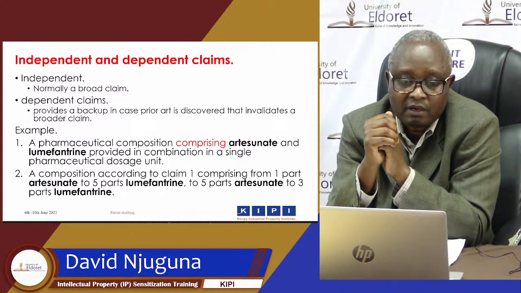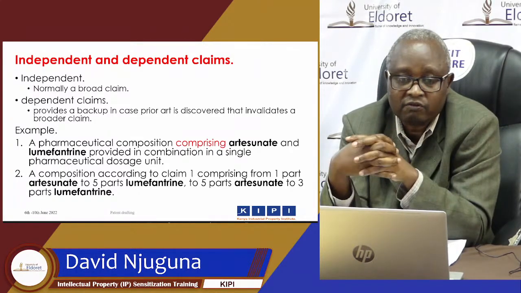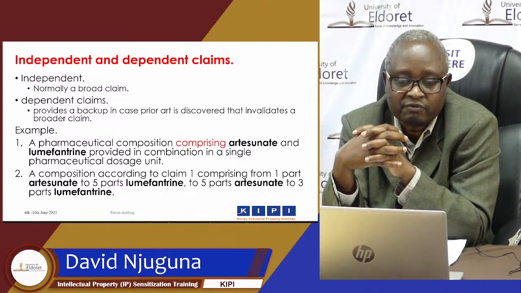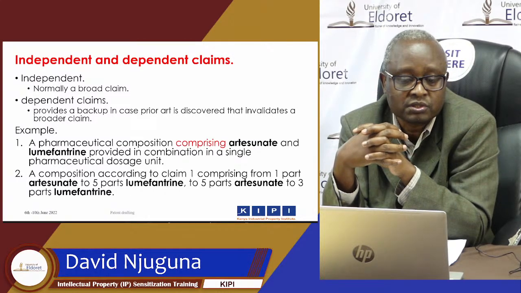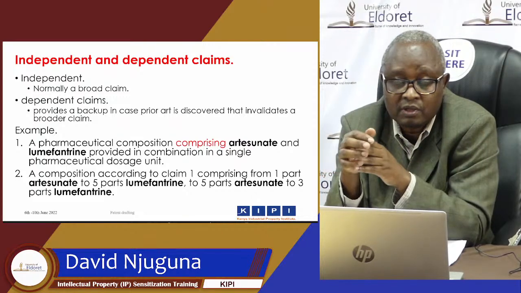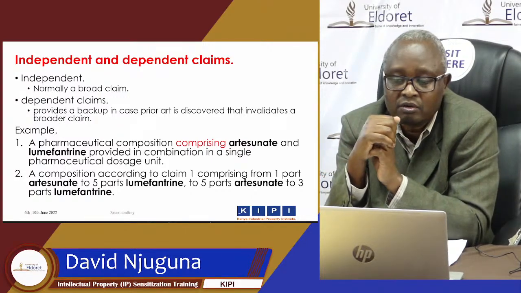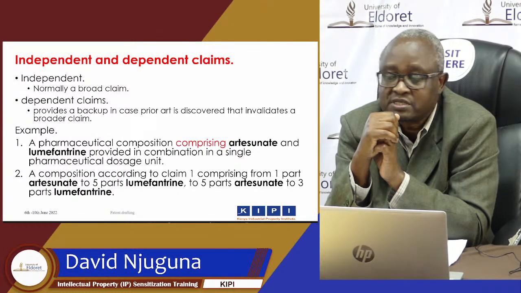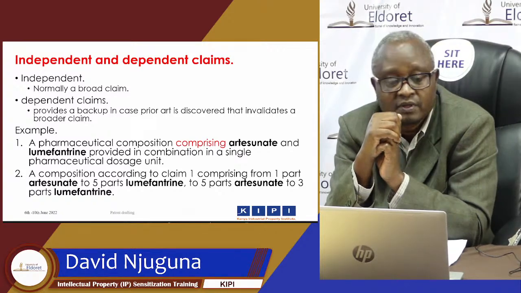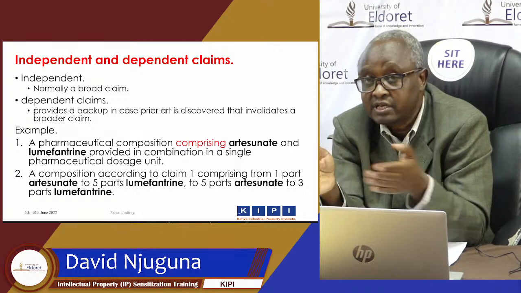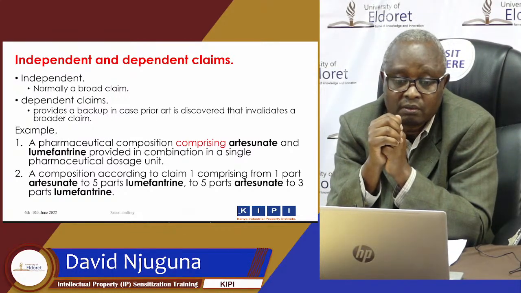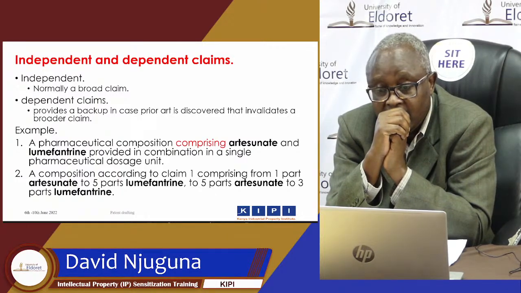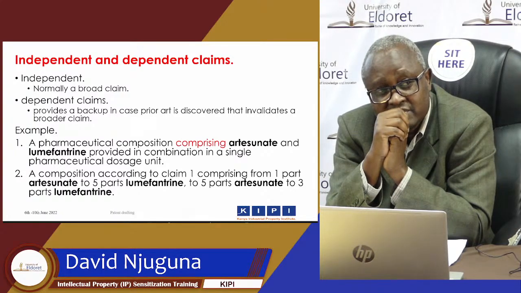An example of an independent and dependent claim: a pharmaceutical composition comprising artesunate and lumefantrine provided in combination in a single pharmaceutical dosage unit. So that's an independent claim, standalone. Claim number 2, a composition according to claim 1, comprising from 1 part artesunate to 5 parts lumefantrine, to 5 parts artesunate to 3 parts lumefantrine. So you're adding more features and even giving the ratio of the two substances that comprise this invention. Artesunate is for treatment of malaria.